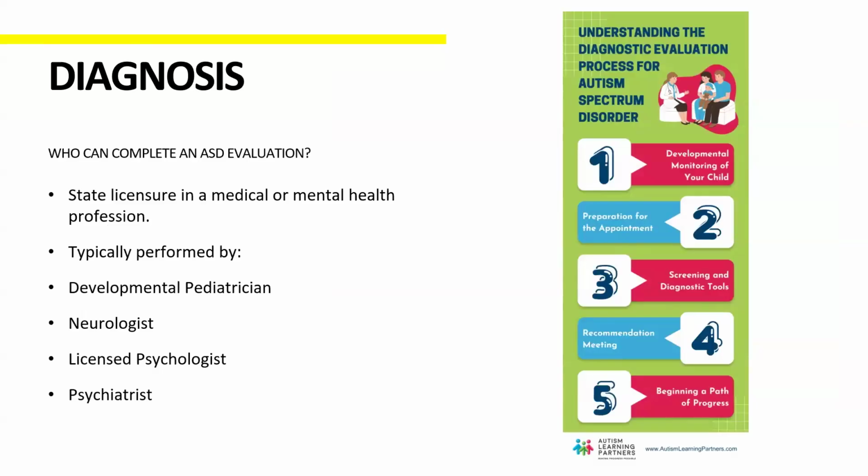When it comes to who can complete a diagnostic assessment, there are strict guidelines. Those who are qualified must have a state licensure in a medical or mental health profession, typically a developmental pediatrician, neurologist, licensed psychologist, and/or psychiatrist. The diagnostic criteria is found in the DSM-5. So after the assessments are completed, the diagnostician will reference the manual to determine whether or not a diagnosis of autism is warranted.